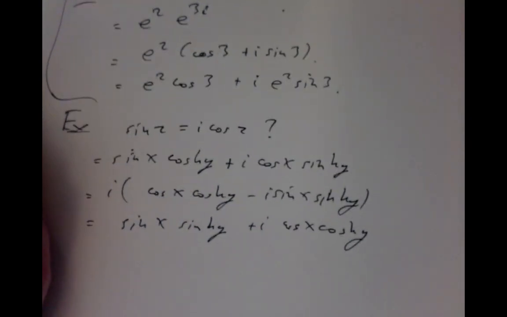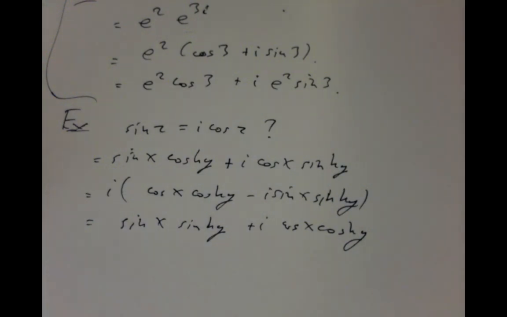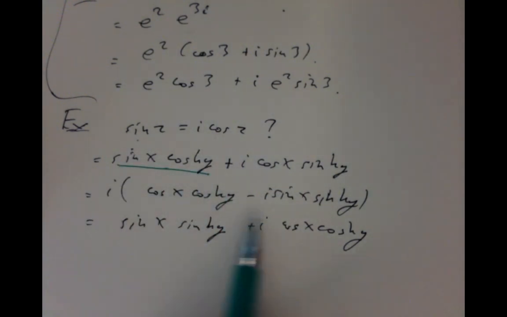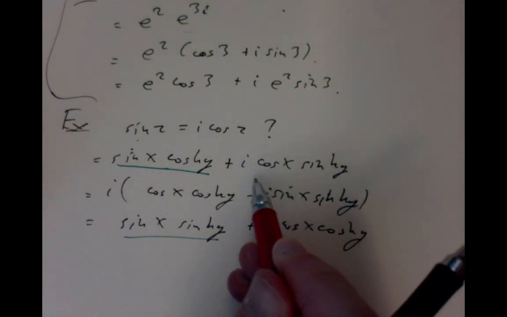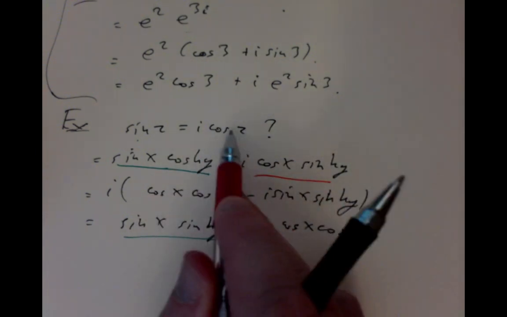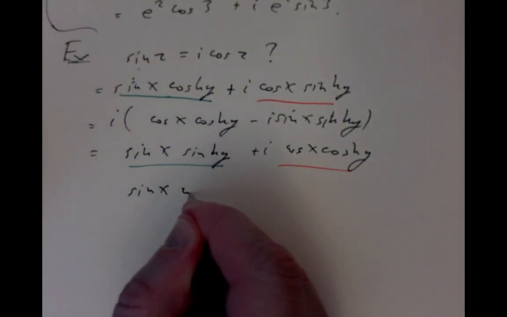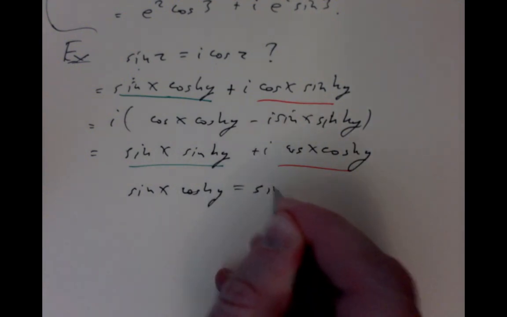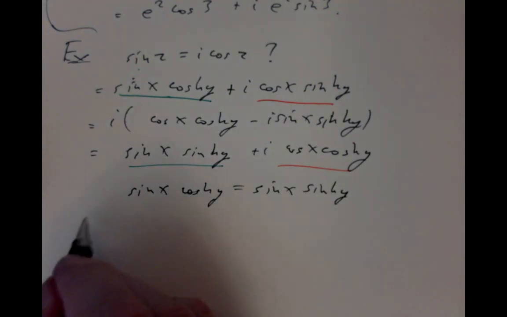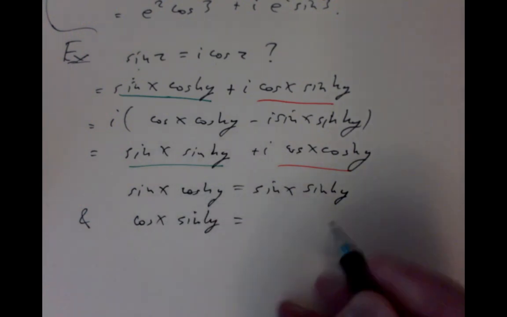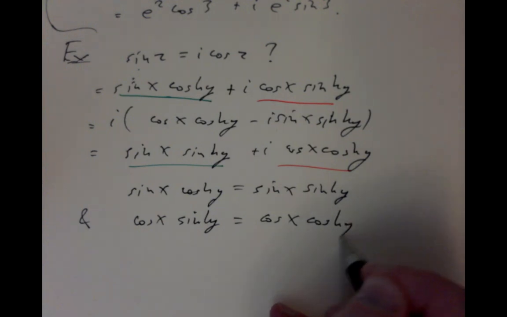Now, for two complex numbers to be equal, their real parts have to be equal and their imaginary parts have to be equal. So the real part of the sine z, this is our sine z here, its real part is this guy. And then the i cos z, that's this here, and its real part is this guy. So those have to be equal. And similarly, the imaginary parts have to be equal. So that's the imaginary part for sine z. And the other side, the imaginary part of i cos z is this one. And so those would have to be equal as well, giving us equations that look like this. Sine x cosh y equals sine x sinh y. And simultaneously, cosine x sinh y equals cosine x cosh y.